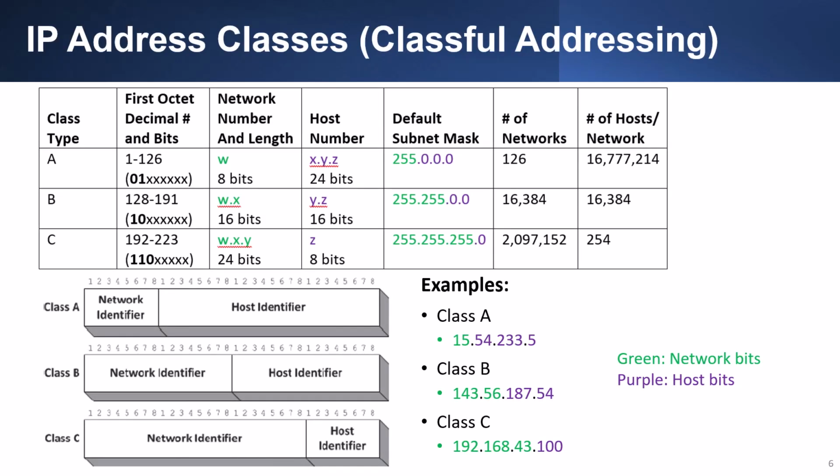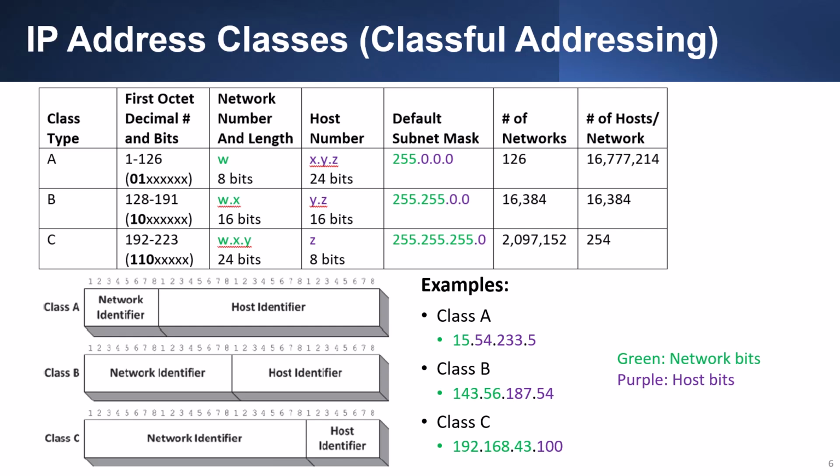Here is a breakdown of classful addresses. The primary classes are class A, B, and C. If the IP version 4 address starts between 1 and 126, it is a class A with the default subnet mask of 255.0.0.0. A class B starts with 128 to 191, which has the default subnet mask of 255.255.0.0. And a class C starts between 192 and 223 with the default subnet mask of 255.255.255.0.